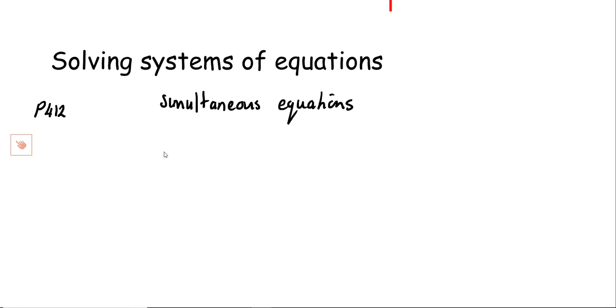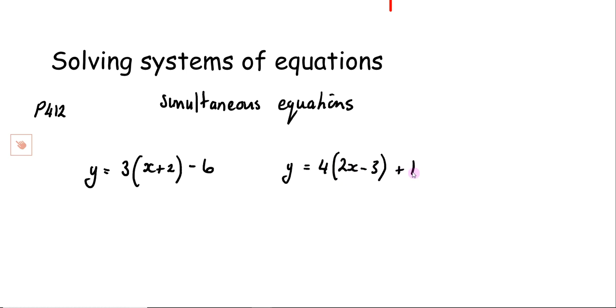If we have a look at these two equations, the example in the book, we're just going to go through it. So we've got y equals 3 multiplied by (x plus 2), subtract 6, and then y equals 4 multiplied by (2x minus 3), plus 1.